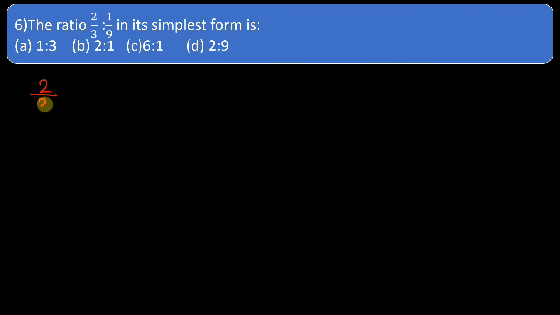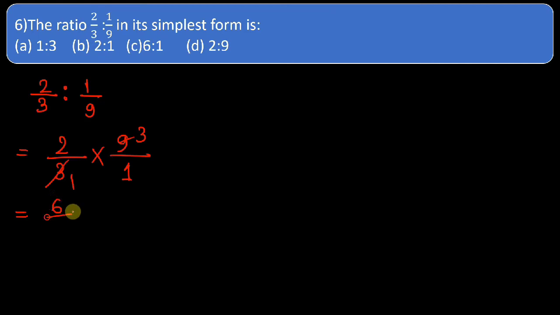The given thing is 2/3 is to 1/9. As we all know, if there is a ÷ present, then this means divide. So we can write this one as multiply, and we have to reciprocal this one and get the respective answer. 3 1s are 3, 3 3s are 9, 3 2s are 6 by 1, that is 6:1 is the correct answer.